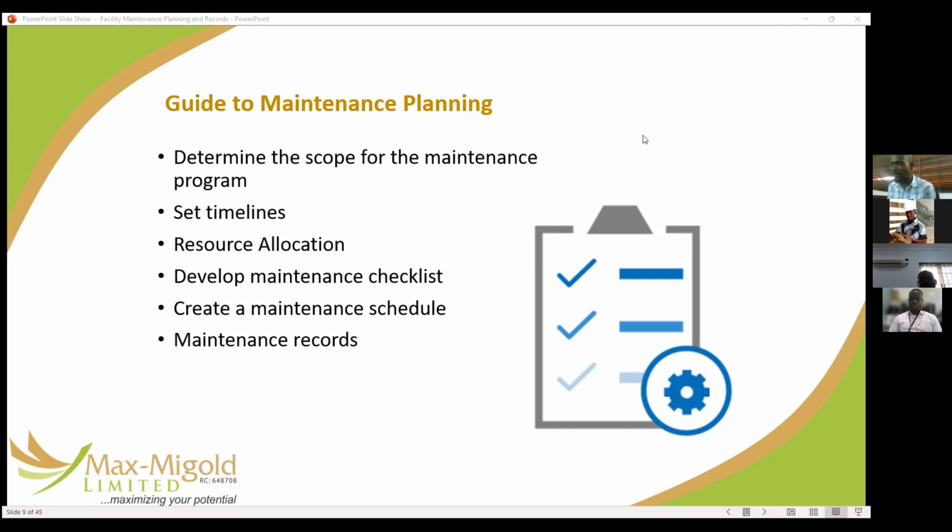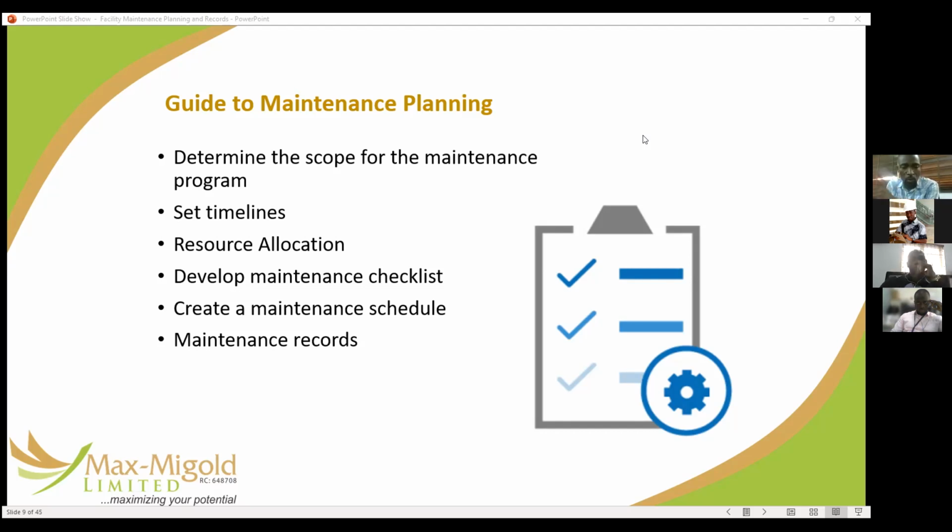Then the set time. A good understanding of your asset, or detailed knowledge about your asset, will tell you the time frame it takes to perform a particular kind of maintenance on that asset. These are the guides you require when you want to draw up your maintenance plan. Your resource allocation: how much manpower do I require? What spare parts do I need? What bigger equipment or bigger machines do I need in performing that maintenance task? You might actually need a total shutdown.